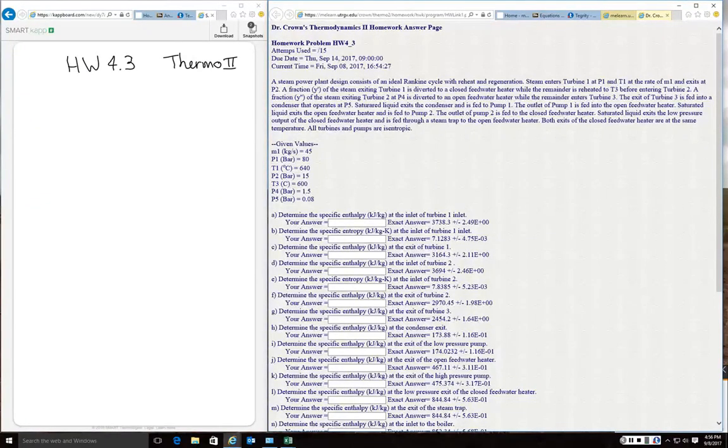We have 3 turbines, we have 2 pumps, we have an open feed water heater and a closed feed water heater. And so all these components and a trap between the closed feed water heater and the open feed water heater. So it's got everything that problem 2 had, but we added reheat in here.